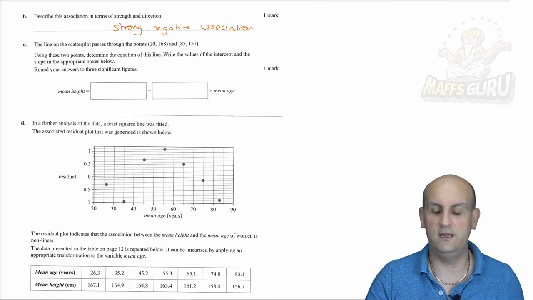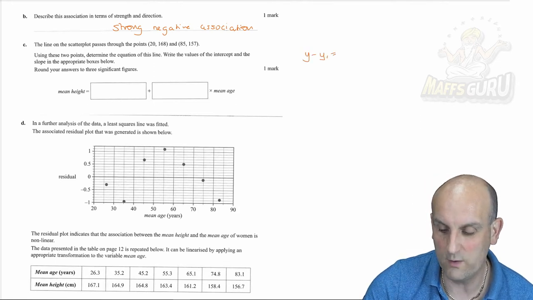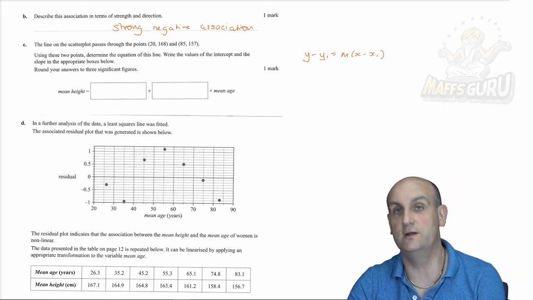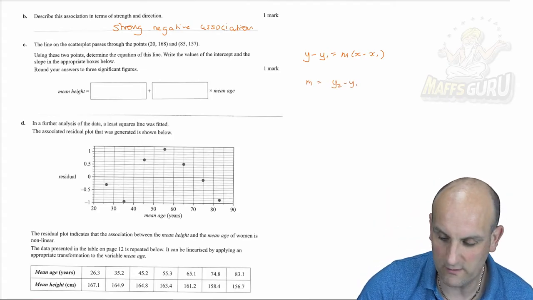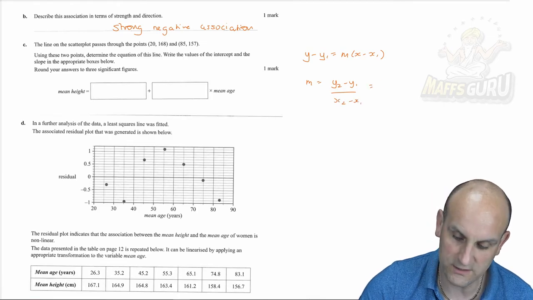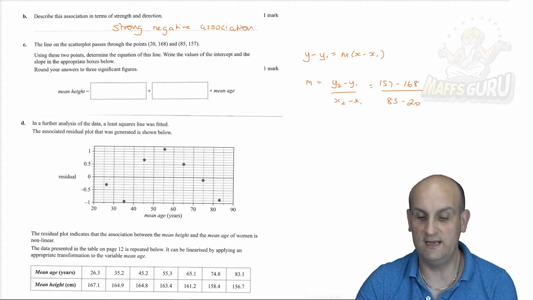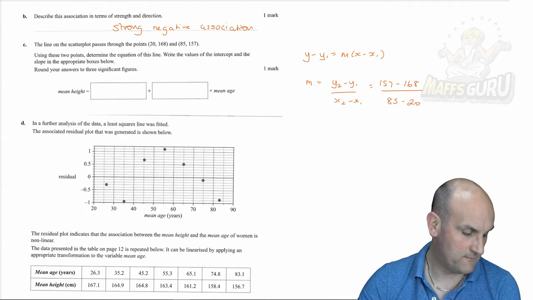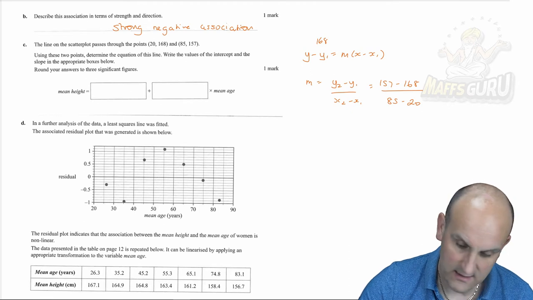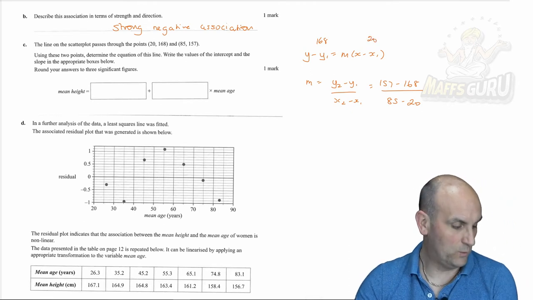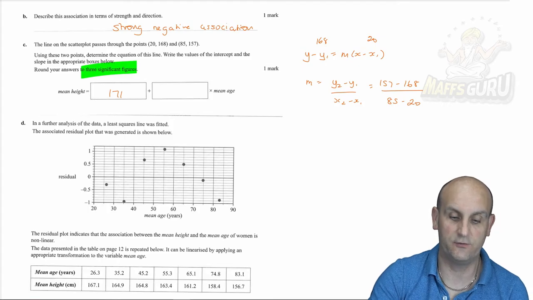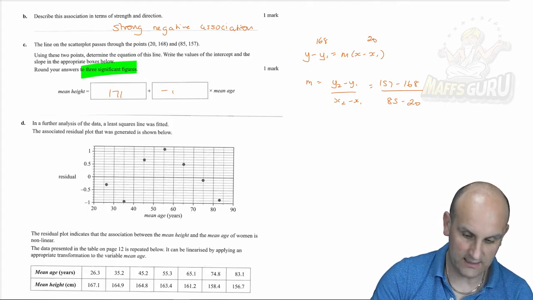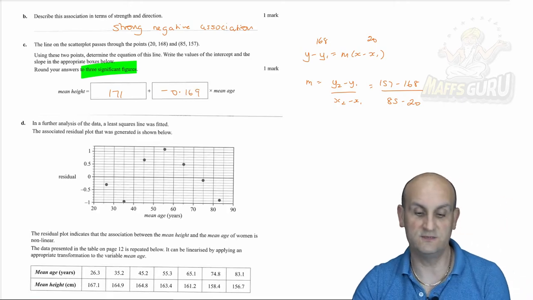The line on the scatter plot. Using those 2 points, determine the equation of the line. Again, I use the formula y minus y1 equals m times x minus x1. That's the equation of a straight line when you've got points. Now, I can find the value of m by simply doing y2 minus y1 over x2 minus x1. So 157 minus 168 divided by 85 minus 20 gave me my gradient. When I actually did this question, I used the numbers 168 and 20. I ended up with the final equation of the mean height was 171. And again, you've got to be very careful here because the question said correct to three significant figures. Plus, nice trick there, 0.169 times the mean age.